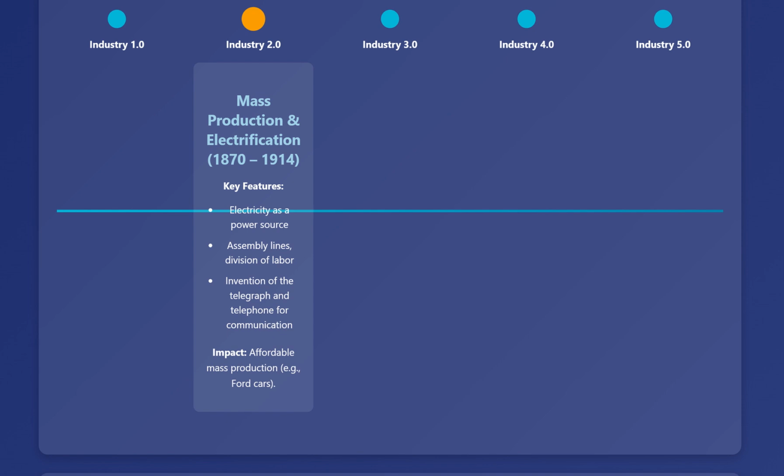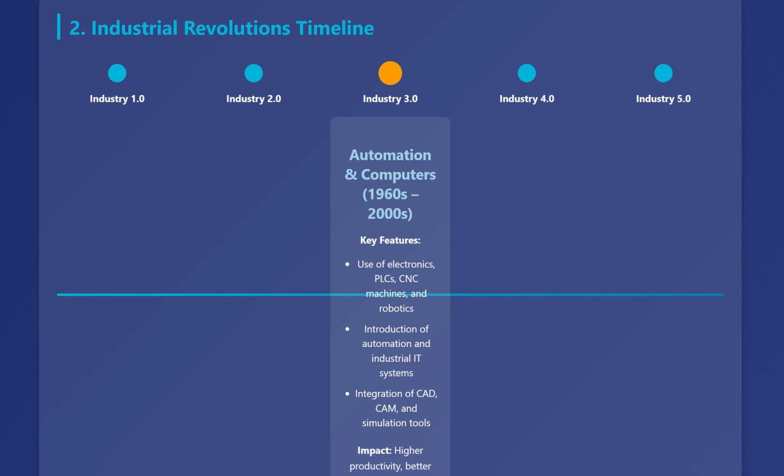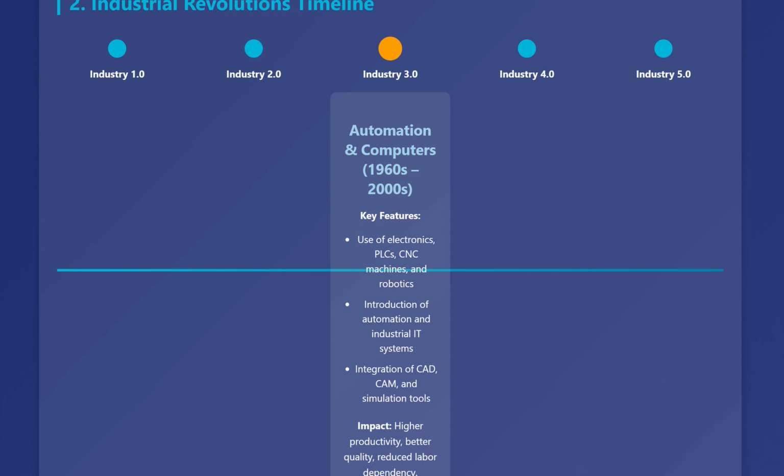There were inventions of things like telegraph, telephone for the purpose of communication. The impact of this was to ensure there's affordable mass production. Like, for example, the development of Ford cars. You can look at that history. That's when the Ford cars came to ensure that there was affordable mass production. That is Industry 2.0. We went ahead to come to Industry 3.0 in 1960s to 2000.